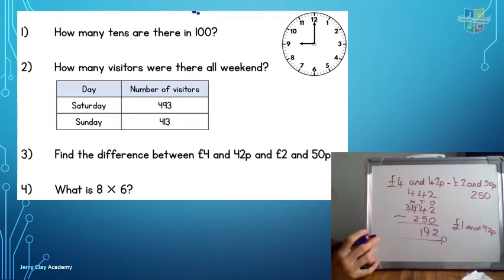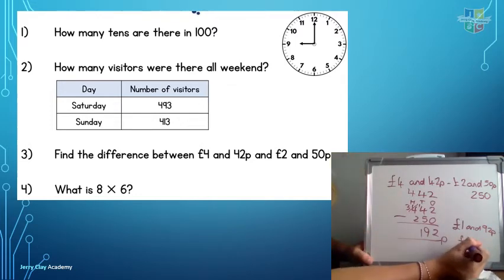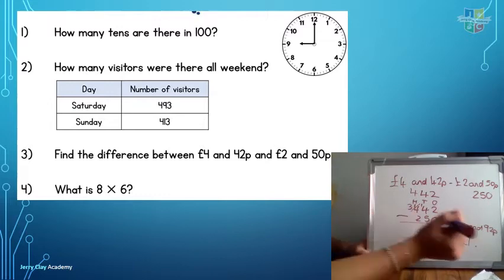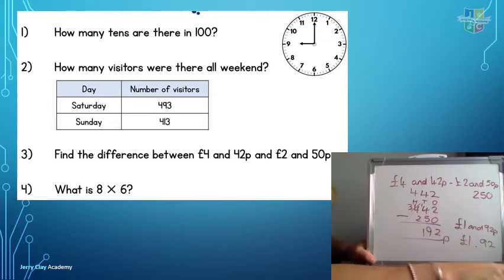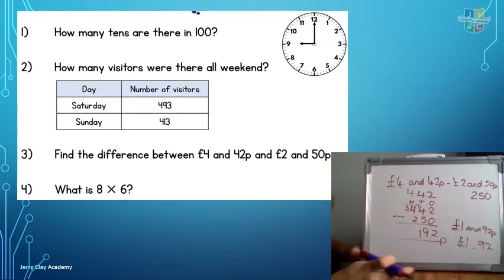Alternatively, you could have turned it into a decimal. You could have had your pound sign, your 1, put in your decimal point, 92. Now remember, you don't need to then put your pence sign because you have got a decimal point.